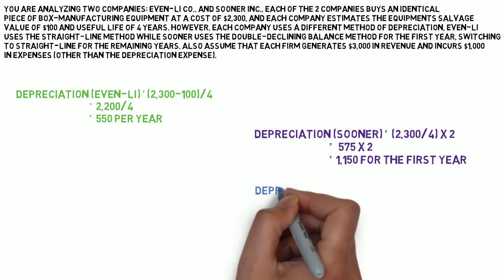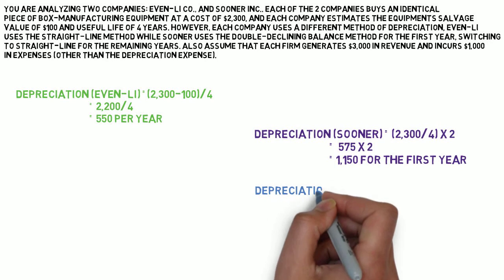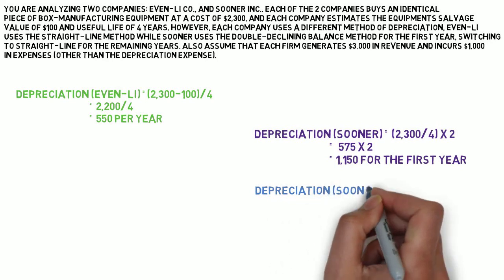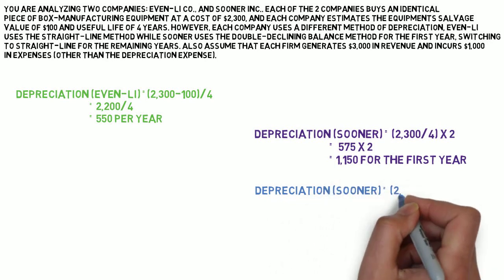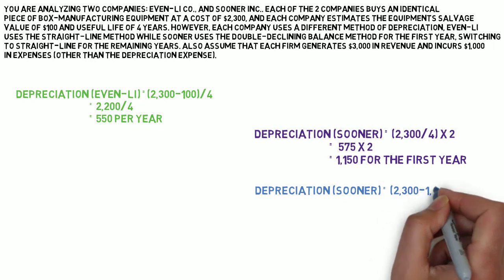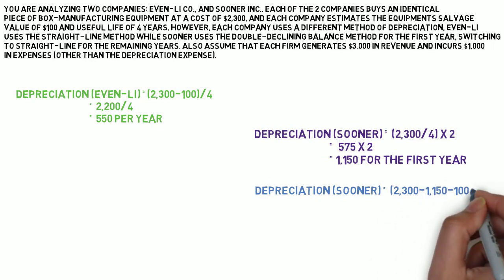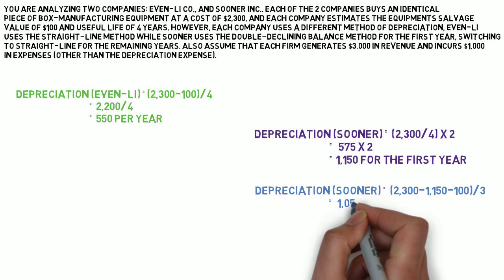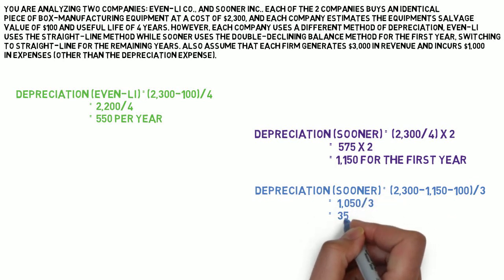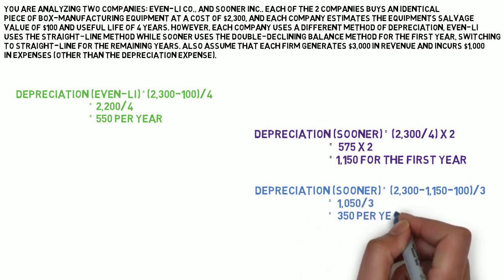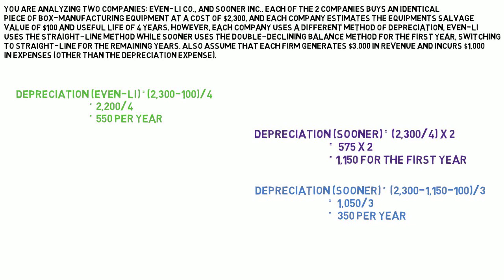For the remaining 3 years, Sooner follows straight line method. So the depreciation expense will be $2,300 minus $1,150, the amount of depreciation already claimed during the first year, minus the salvage value of $100. This gives us $1,050. Divide this number by the remaining useful life of 3 years, we get the depreciation expense of $350 per year for the remaining 3 years.